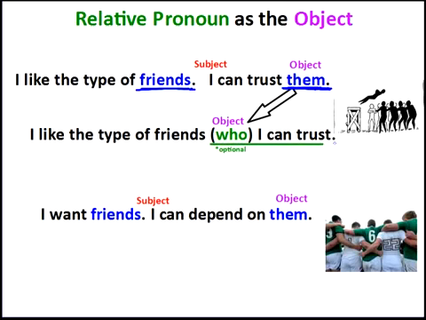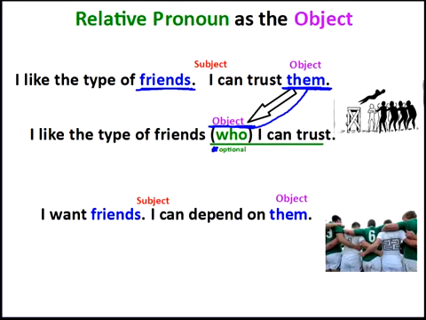Now, when I'm using the object as the relative pronoun, because this is technically the object of my relative clause, it's optional. I do not have to use it. So I can read the sentence like this: I like the type of friends I can trust. And I don't need to use the relative pronoun. But this is only when I'm using the object as the relative pronoun.